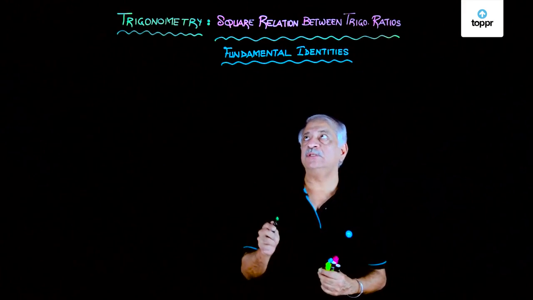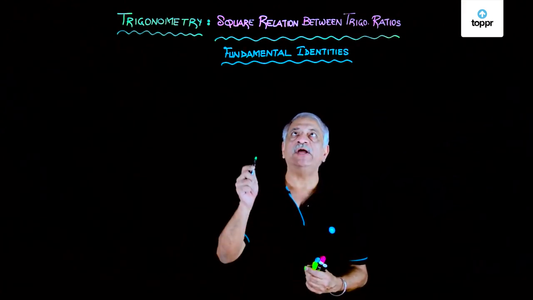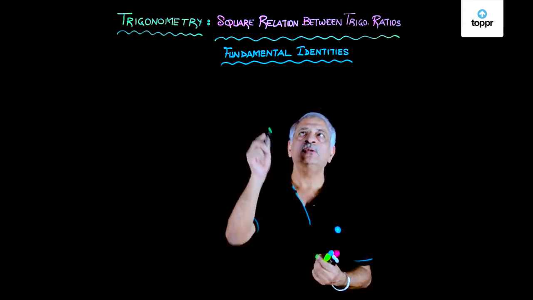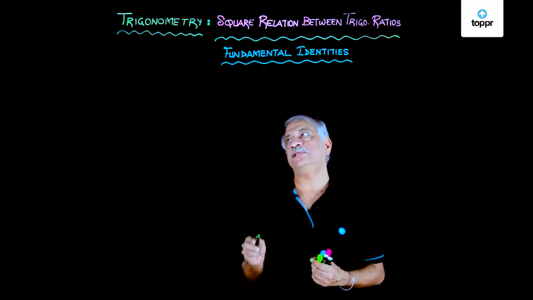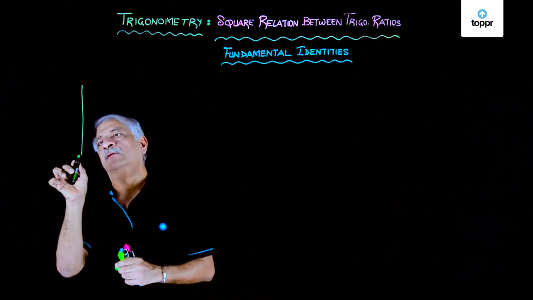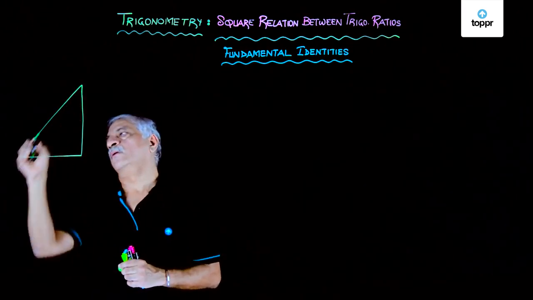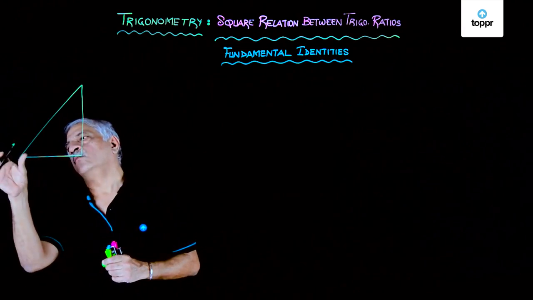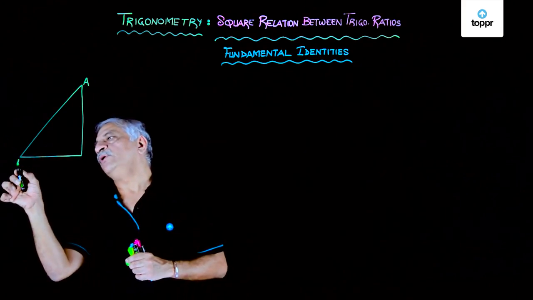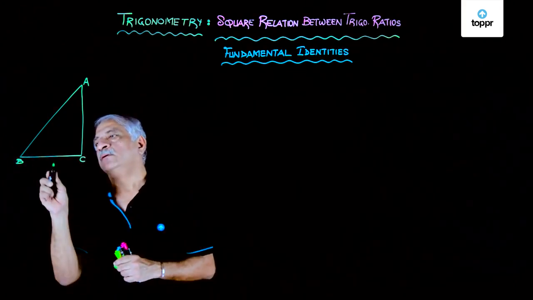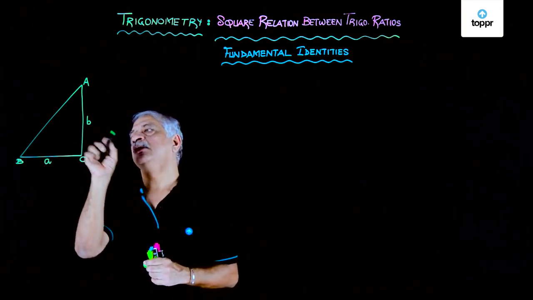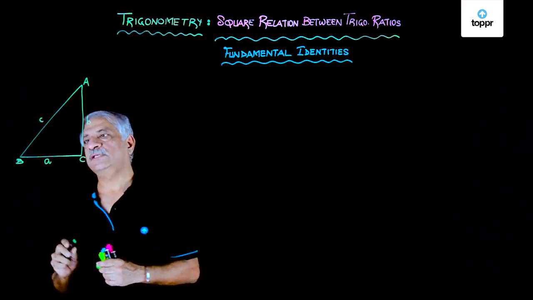Hello students, in this session of trigonometry, we find the squared relations between trigo ratios, which we also call fundamental identities. Well, in a right angle triangle, I have triangle ABC. This BC we mark as A, CA we mark as B, and AB we mark as C.